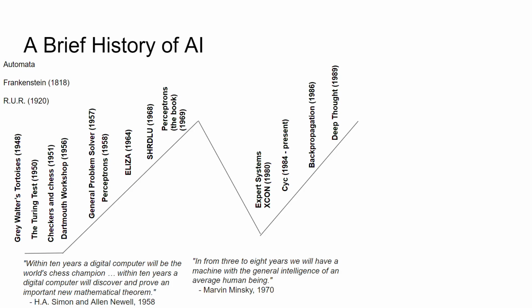And this is also about the time where we get computers that are not chess champions yet. So Deep Thought in 1989 is playing at a grandmaster level. There's still people who can beat it, but it's pretty darn good at this point.